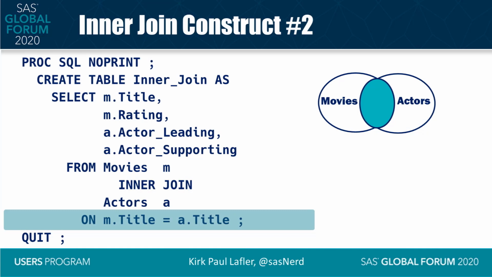So here we're going to say from movies, the table alias M, inner join with actors, table alias A. The where clause is replaced with the on clause. The on clause here says movies.title equals actors.title. The result is going to be the same as the previous example, construct number 1. Just a different way of expressing and specifying the inner join or the intersect.